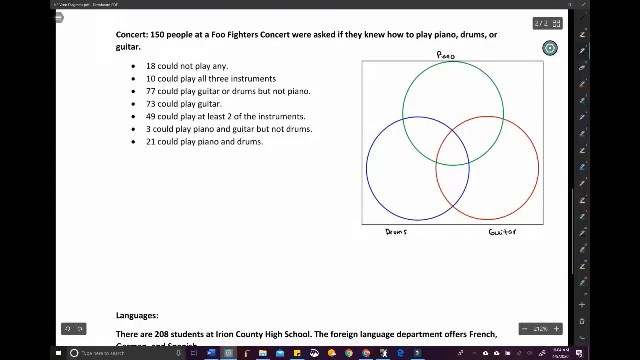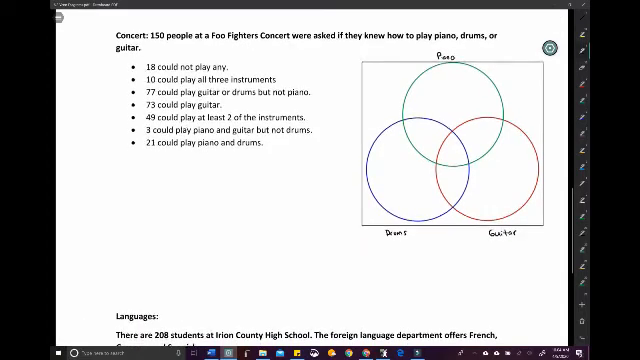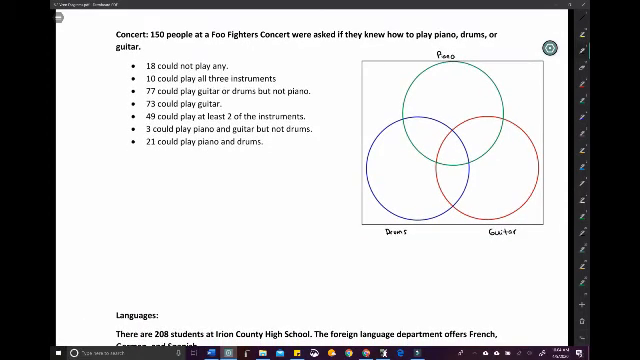150 people at a Foo Fighters concert were asked if they knew how to play piano, drums, or guitar. So 150. That's our number outside. 18 can't play any. I don't know how to play piano, drums, or guitar, so that's me. 10 can play all 3, so they're right in the middle. 77, guitar or drums, not piano. Guitar, drums, not piano, or. So boom, boom, boom means all those must be 77.